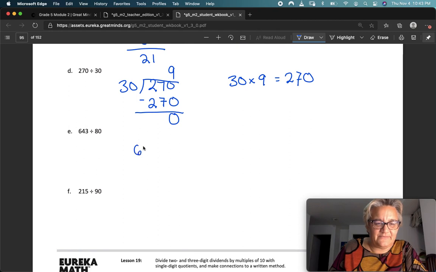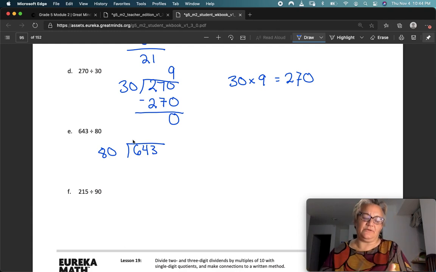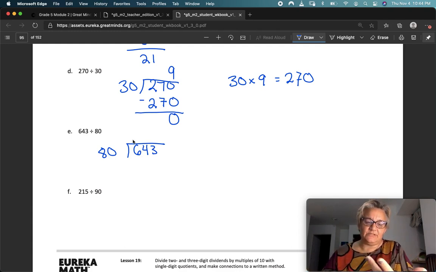Next, 643 divided by 80. Now I've got 8 tens here, and if I'm going to estimate a little bit to look at this number, I see 64, and I know that 64 is a multiple of 8. How many times does 8 go into 64? Let's count. 8, 16, 24, 32.